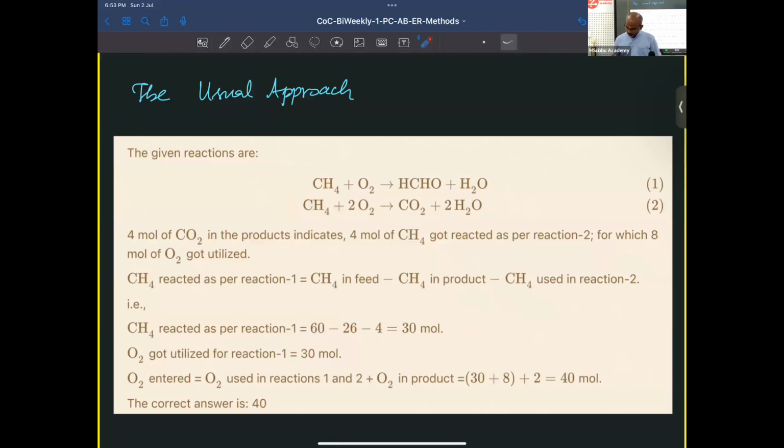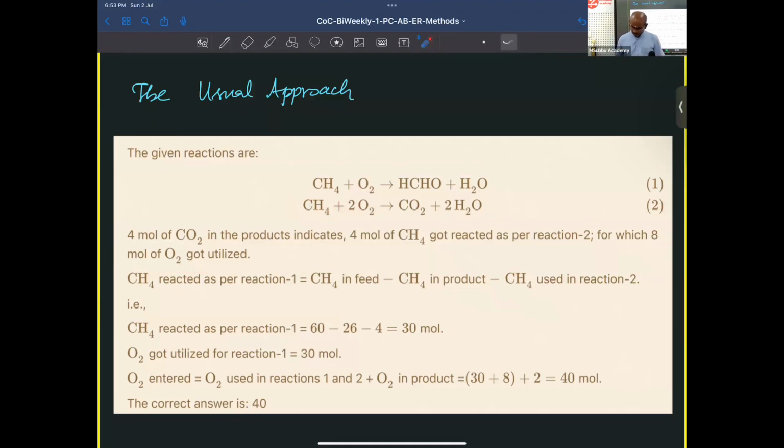Now, for this, how much O2 is utilized? That also we can get to know, because at last we need to get how much O2 enters. So based on the amount of CO2 in the product, which is 4 mole, we know this 4 mole of CH4 is utilized in this reaction. And additionally, we also get to know that 8 mole of O2 is utilized for this reaction. Okay, that is the information.